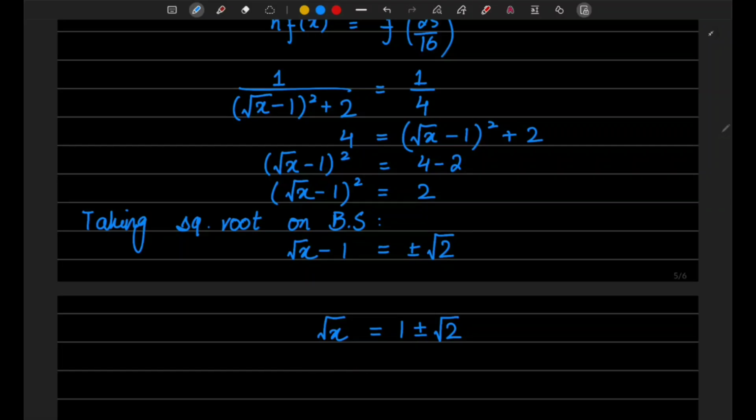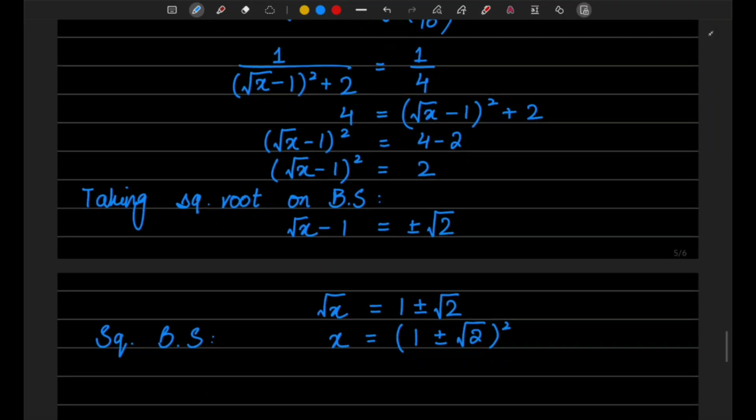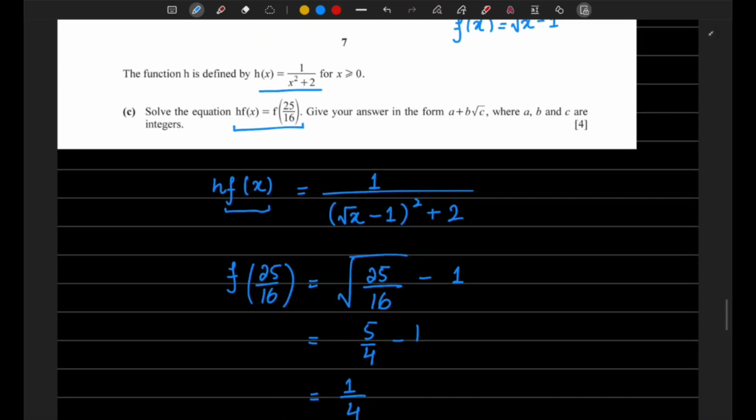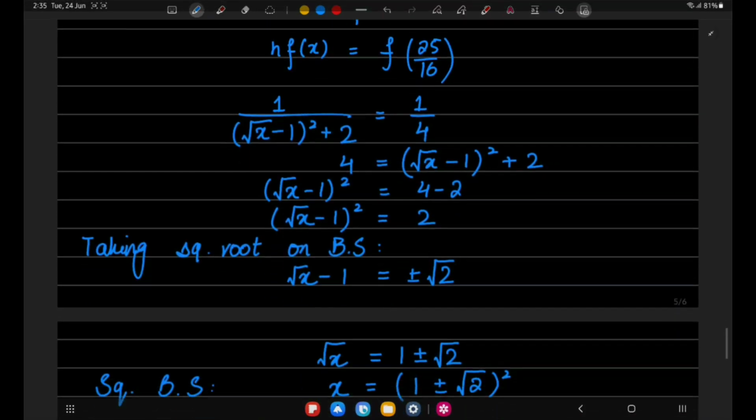So if we now square both sides to get the x value, squaring both sides will give you x equal to (1 minus root 2) squared. Okay, so the thing is, we are taking only the positive values. And why? Because x is greater than 0. So we are just taking positive values.